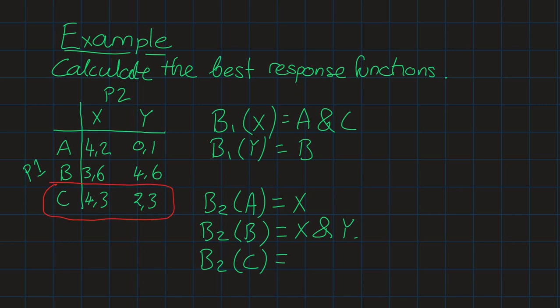If player 2 chooses X, they get 3 points, and if player 2 chooses Y, they get 3 points. In both cases, they get 3 points, so both of them are the best response. And this is the answer, okay? This here is the best response function for player 1, and this here is the best response function for player 2. And that's the end of this example, and it's the end of this video.